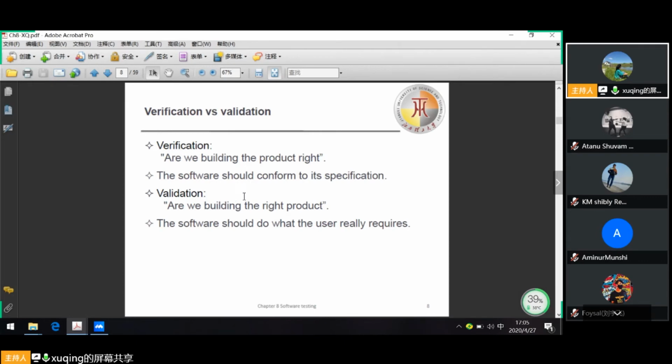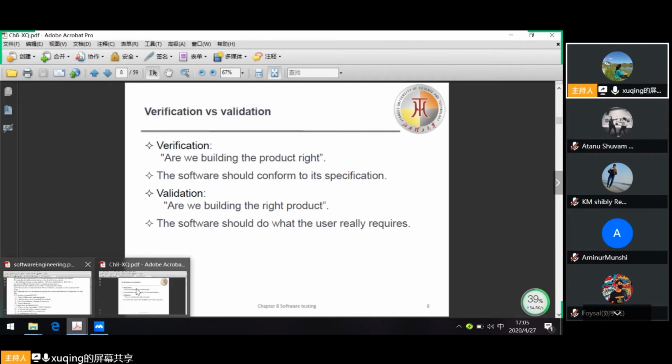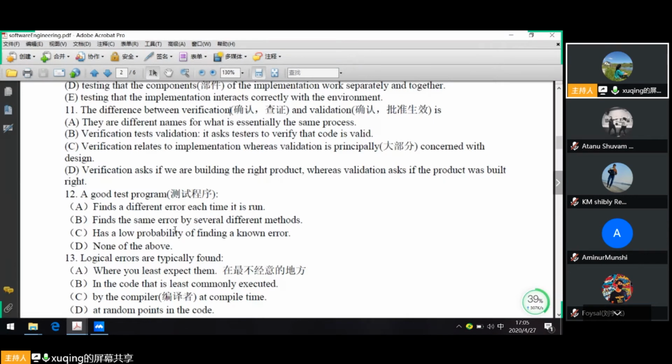So for this question, the right answer is D. And then we have the 12th. A good test program. What is a good test program? A, finds a different error each time it is run. B, finds the same error by several different methods. C, has a low probability of finding a known error. D, none of the above. And what answer have you given? As answer is D, none of the above.